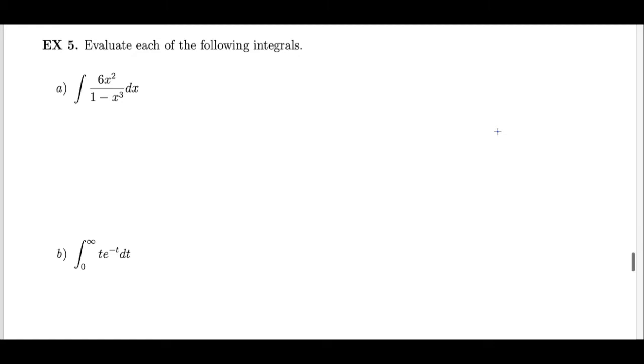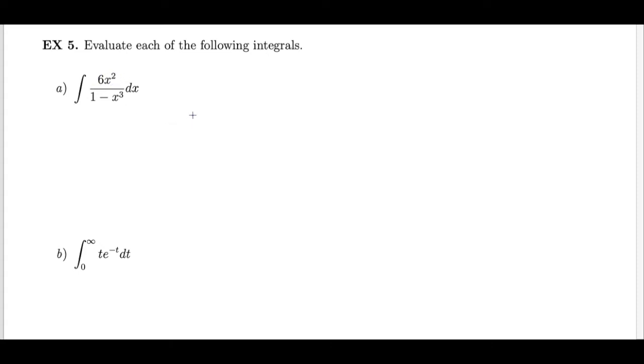In example 5, we're asked to evaluate several integrals. I'm going to work through some of the steps quickly and just identify some of the key features of these integrals. In part A, I notice that I've got a fraction. I recall that there is no quote-unquote quotient rule for integrals. And so what I have to do is look at the structure of these components. My denominator is a cubic function, and my numerator is a quadratic function.